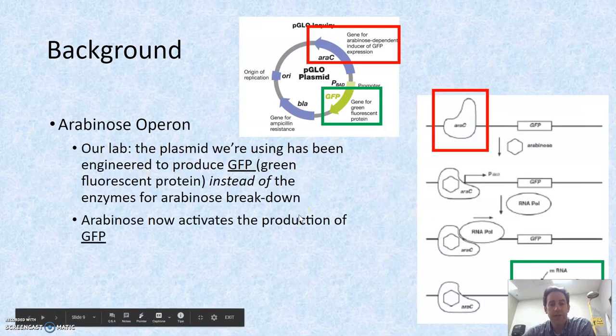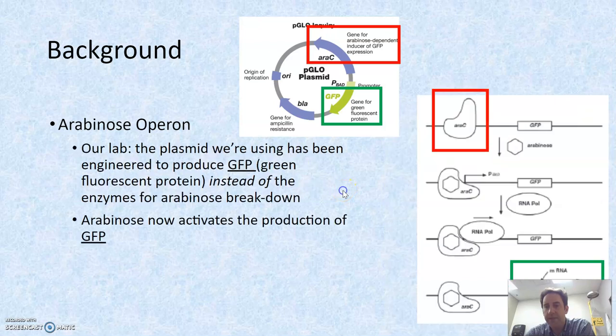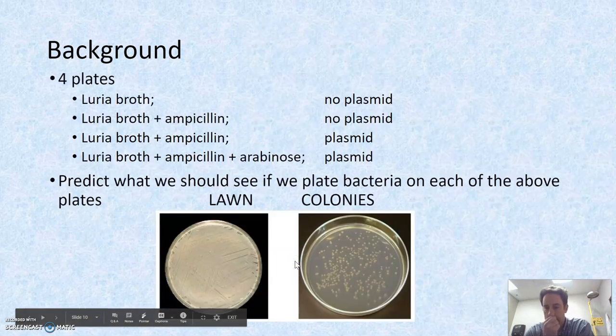So what genetic engineers have done, though, is they've taken that plasmid and in place of these structural genes for enzymes to break down arabinose, they've replaced those with this GFP gene, which essentially makes a protein that is green fluorescent, that makes that green fluorescence. So basically the presence of arabinose will turn on the gene that makes green fluorescence. So we've just sort of replaced those structural genes with this GFP gene, okay? So here's how it's going to work.